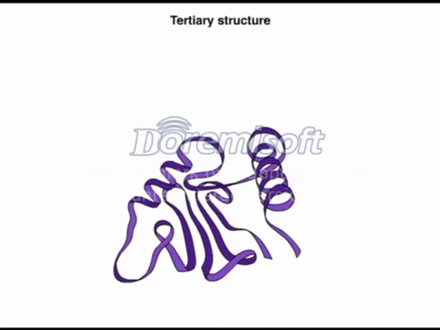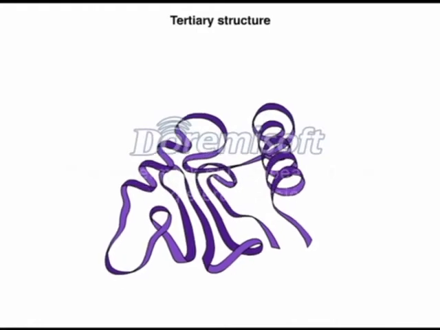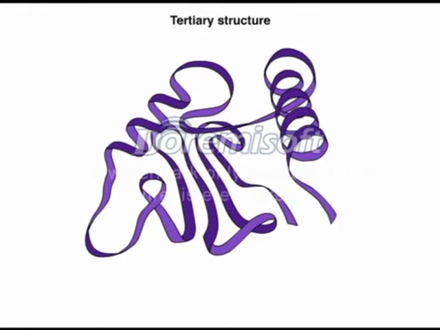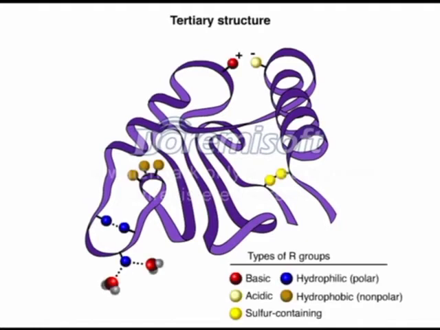Superimposed on primary and secondary structure is tertiary structure, irregular loops and folds that give the protein its overall three-dimensional shape. The irregular folding of tertiary structure results from interactions among the R groups of amino acids. Acidic and basic R groups ionize, and these positively and negatively charged groups may form ionic bonds.